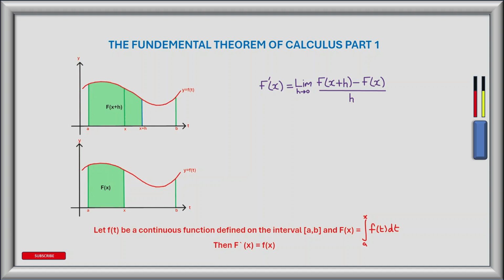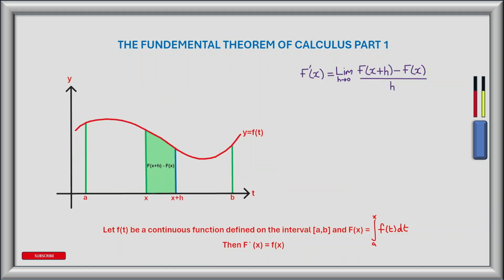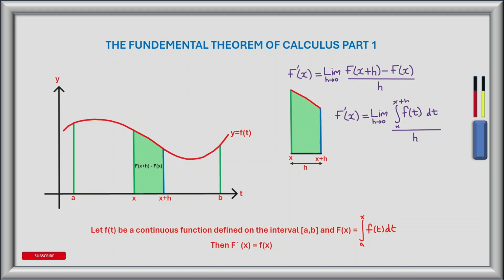If we examine the numerator graphically, capital F of x plus h is shown in the diagram at the top left, and capital F of x is shown in the diagram at the bottom left. If we now subtract these areas, we are left with the area shown here shaded in green. If we examine this green shaded area, to calculate it, it's equivalent to the integral from x to x plus h of f of t dt. So we can now rewrite the derivative of capital F of x to include this integral.